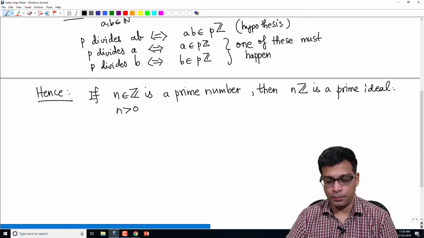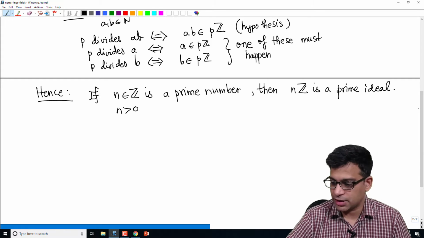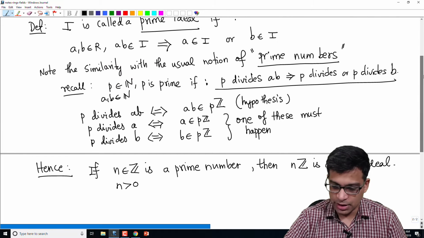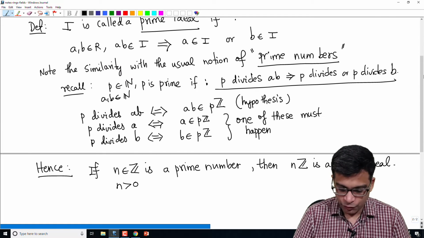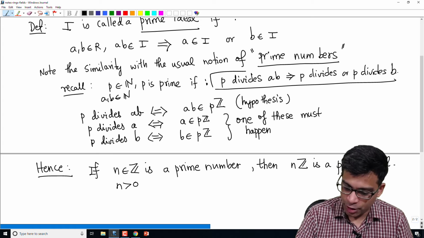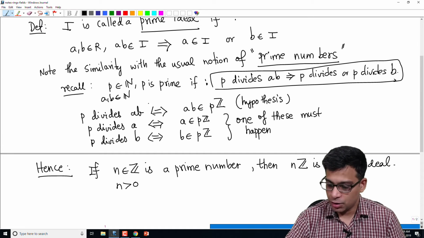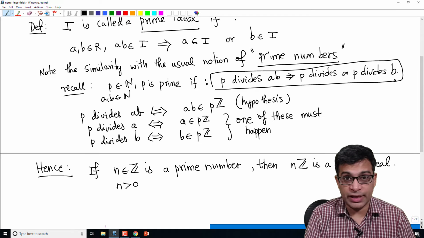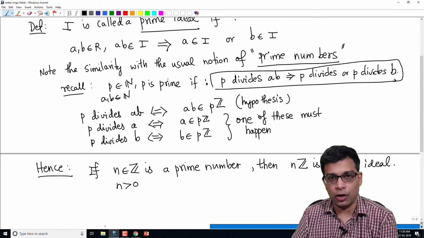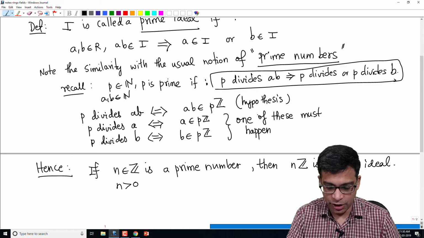If n is a prime number, then nZ is a prime ideal. This is clear from the definition, because if n is a prime number, this property holds. That means if n divides a product, n divides one of them. But that, because of this dictionary between division and belonging to ideals, I have just described here.